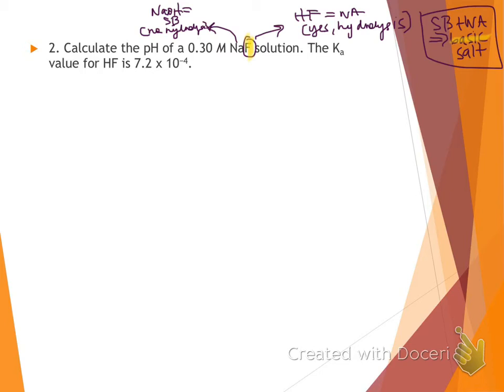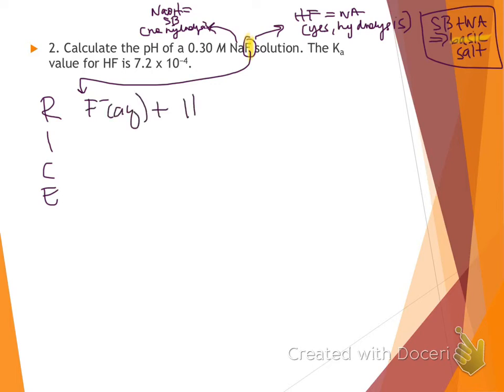We then need to write our hydrolysis reaction to go into our RICE table. That hydrolysis reaction is always going to start with the ion that will hydrolyze from the weak acid. This is F-. It's going to hydrolyze. Hydrolyze means that it's going to react with water to split it up. We have to determine what products.